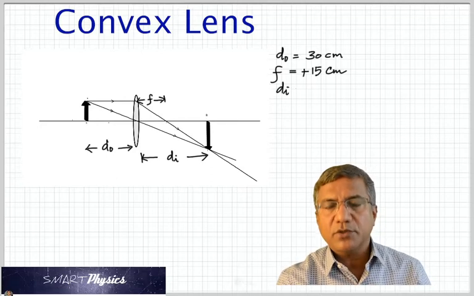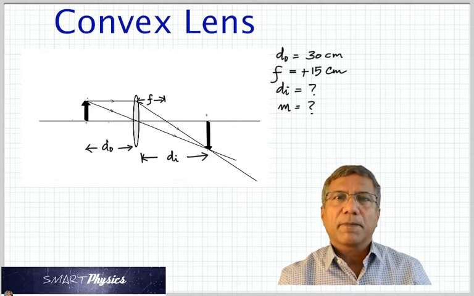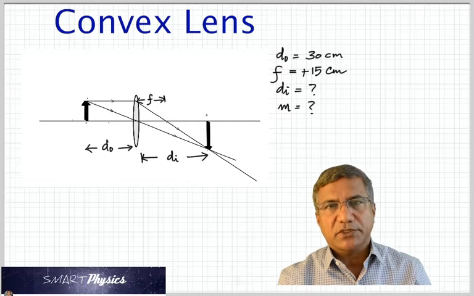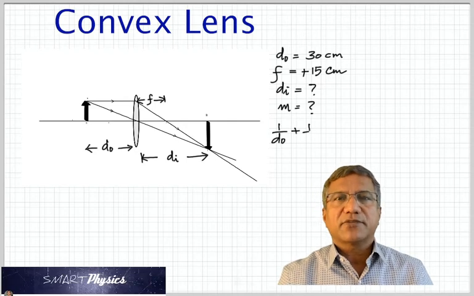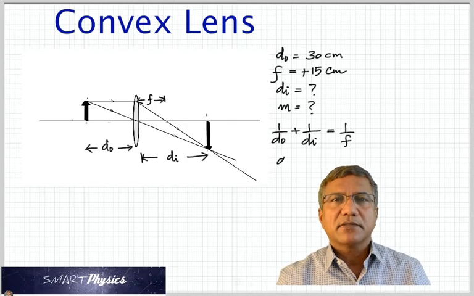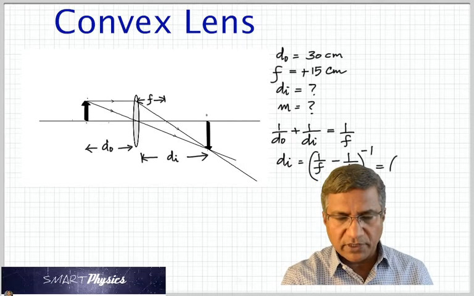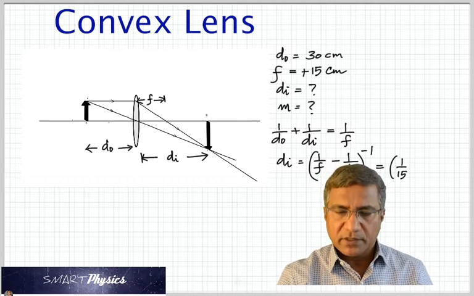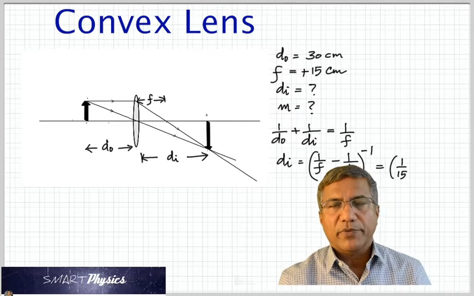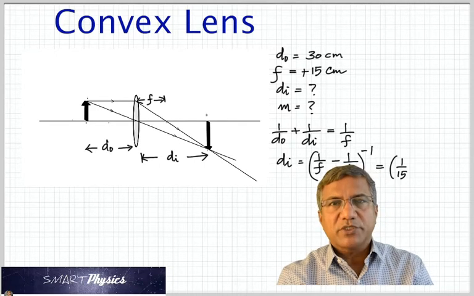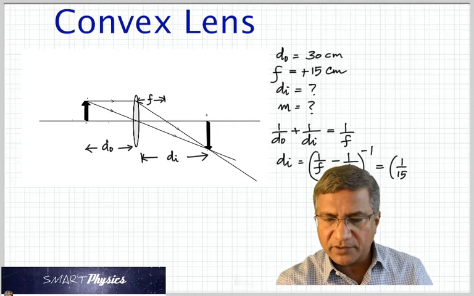Assuming that DO is 30 centimeters and the focal length is 15 centimeters, we have to calculate the image distance and the magnification. So we use the distance formula for a lens, which is 1 by DO plus 1 by DI is 1 by F. When you rearrange that, you get DI equal to (1 by F minus 1 by DO) raised to negative 1. Because it's 1 by DI, we just make it DI and put it raised to negative 1. And the F here is 15.